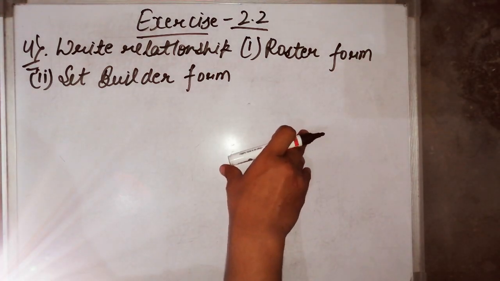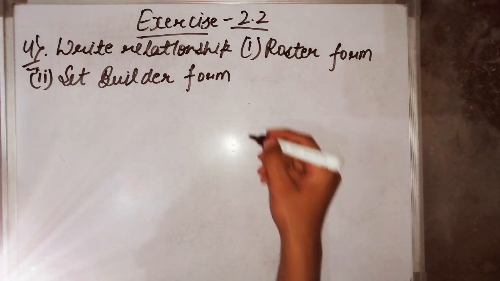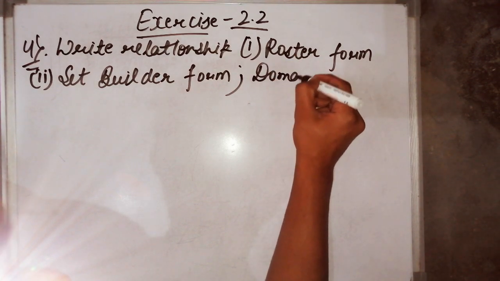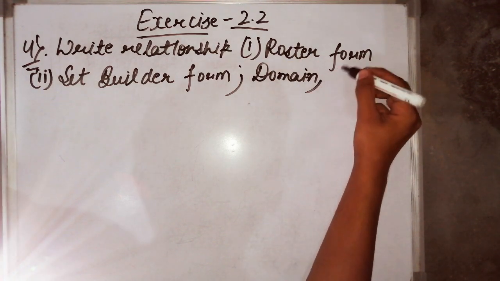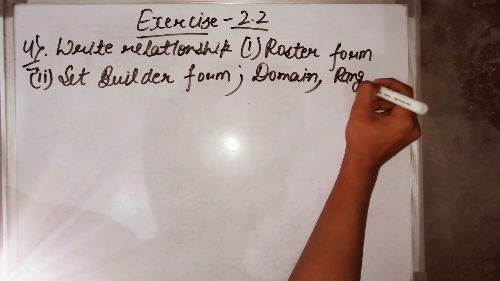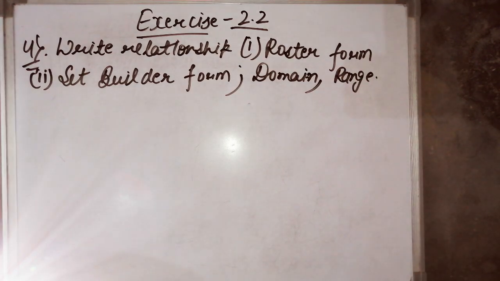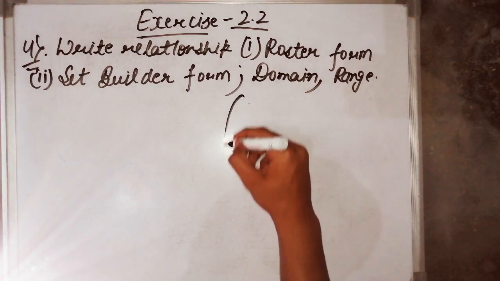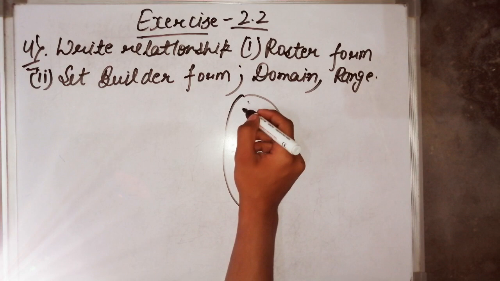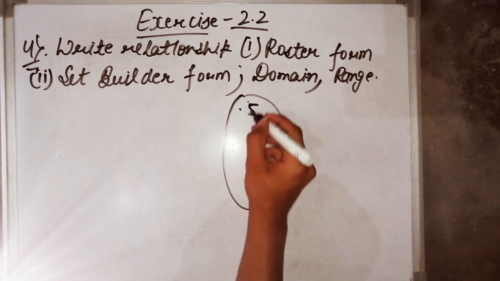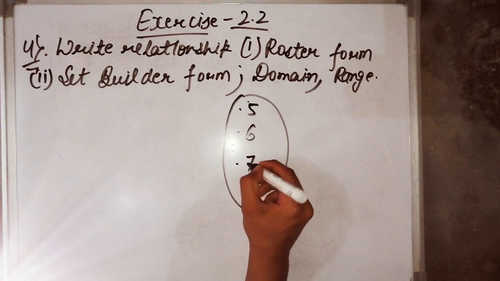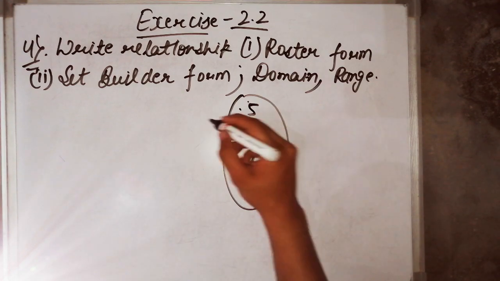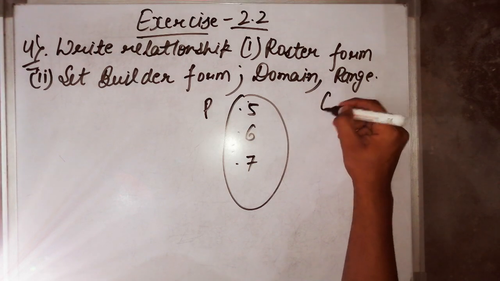And what else we need to find out is domain and range. Apart from that, we need to find out domain and range. Now let's see what is the figure which is given to us. The figure which is given to us is 5, 6 and 7 is related to 3, 4, 5. This is P set and this is Q set.